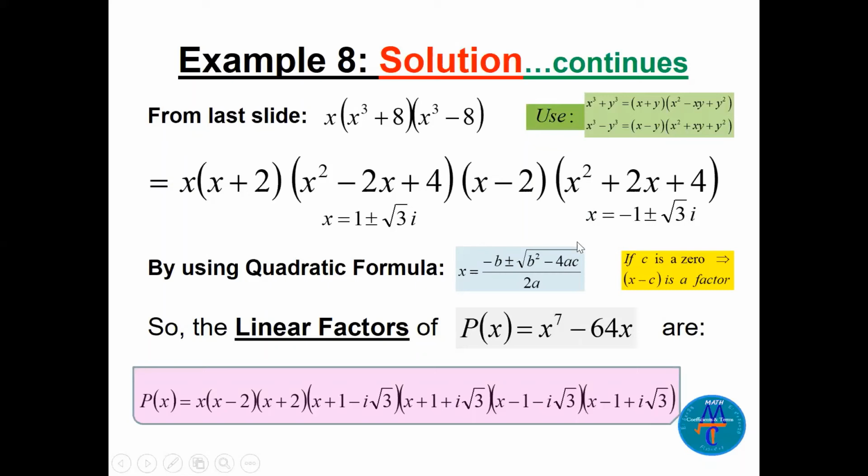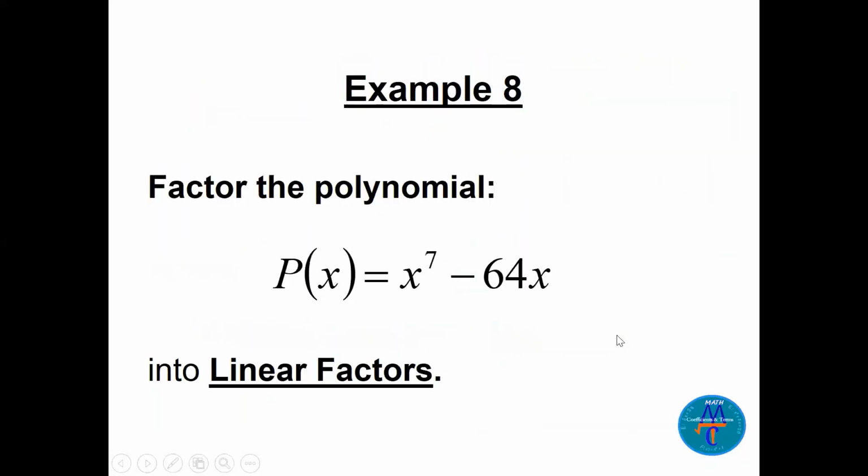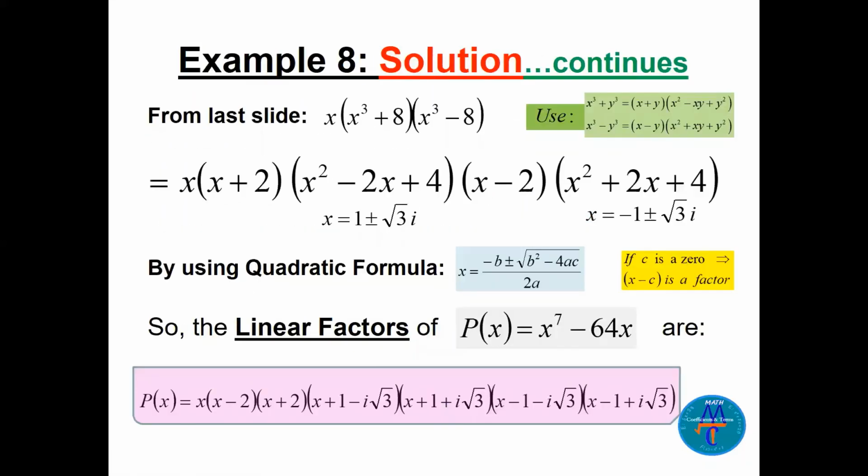Now the function given was, remember, x to the power 7 minus 64x. You see the given here, x to the power 7 minus 64x. That means we have to have 7 linear factors: 1, 2, 3, 4, 5, 6, and 7. If every c is a zero, then you can write x minus c is a factor. That's the whole answer.